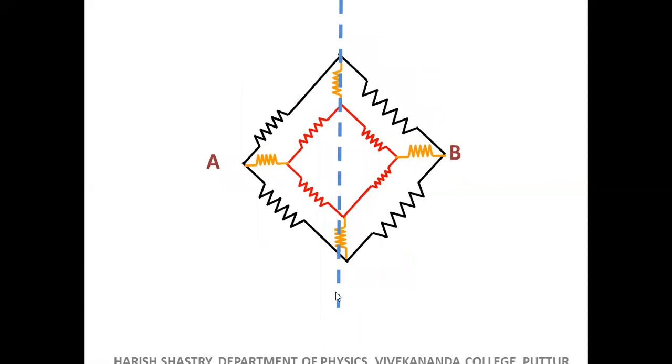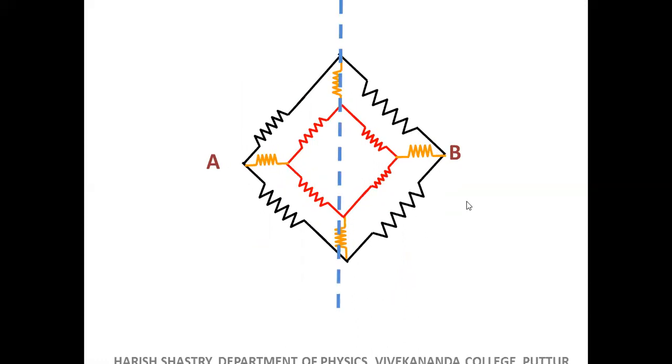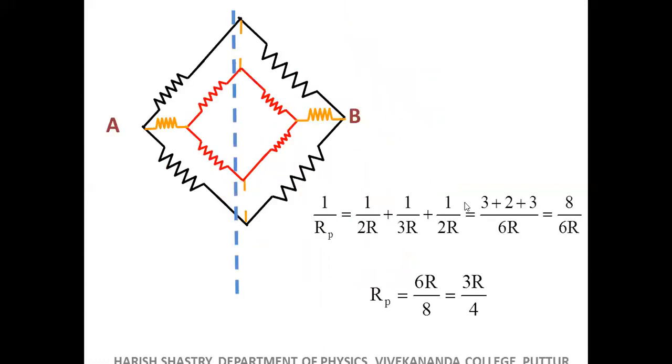Now draw a symmetrical mirror which divides it into two parts, and they are identical everywhere. This point, and all these points must be in the same potential. What do you mean by the points in the same potential? This resistor shouldn't carry any current. This resistor shouldn't carry any current. You can remove them. Remove those two resistors. When you remove these two resistors, this connection becomes free, this connection becomes free, this becomes free. This is 2R, this is 2R.